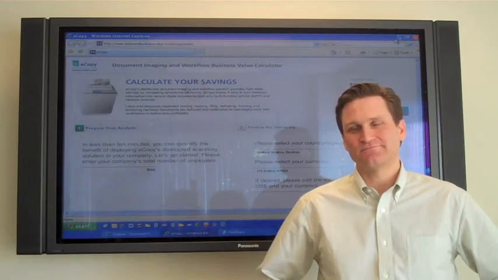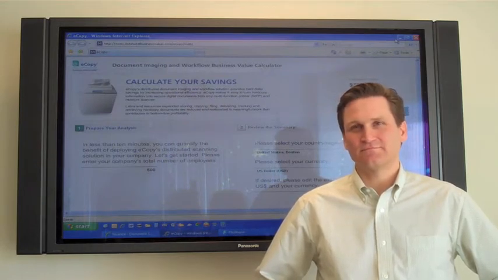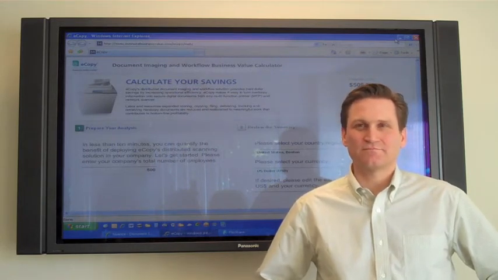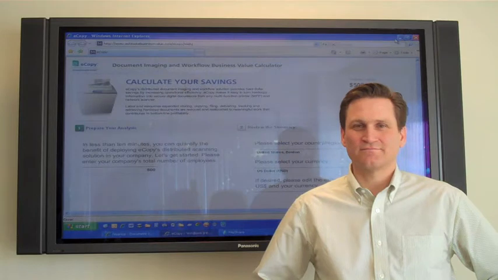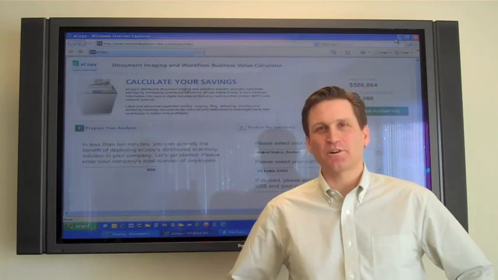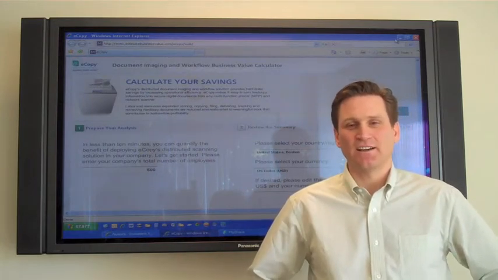A few days ago we introduced the ROI calculator on the blog, and I was hoping you could take a few minutes to tell us a little bit about it. Can you let us know who the calculator is for and how it should be used? Sure. The calculator is really for anyone that's responsible for purchasing office copiers for their organization.